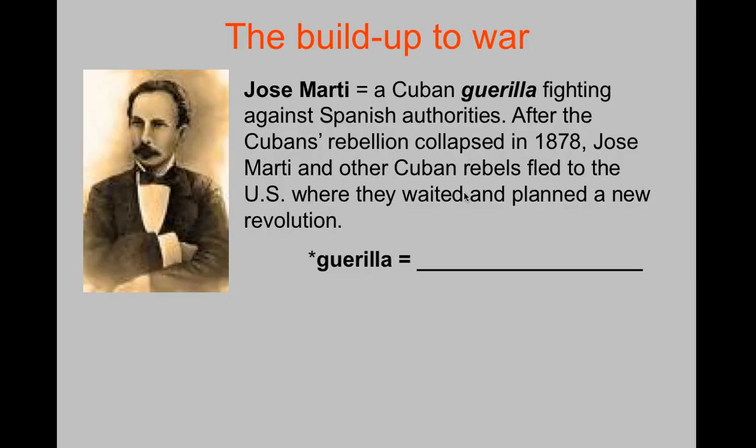Now here's the big George Washington type of figure in Cuban history, Jose Marti, a Cuban guerrilla fighter who was fighting for his people against the Spanish authorities who had taken them over. They had a big rebellion, I think it was 1868, and they actually held some power for about 10 years until 1878. The rebellion collapsed and they, I guess, gave up. And Jose Marti and other Cuban rebels, his buddies, fled to the United States. I think he settled in New York City for a while. And they're waiting, they're planning, they're plotting an eventual Cuban revolution.